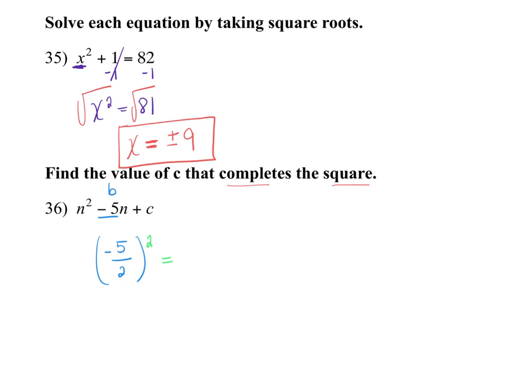You do square both pieces, so square the numerator. And remember, it's always going to be positive. Negative 5 squared is positive 25. 2 squared is positive 4, and you can leave it just like that.